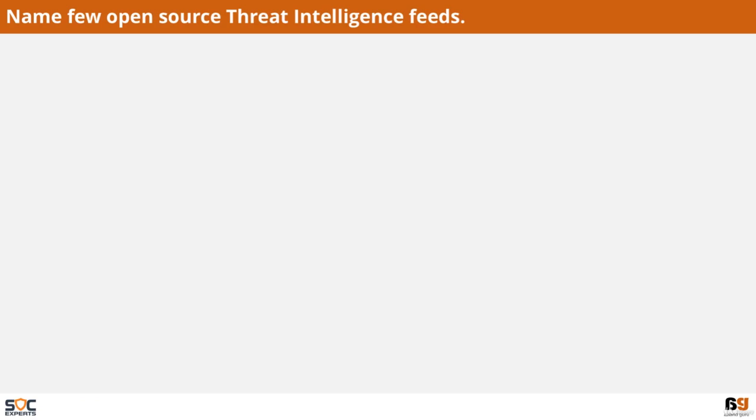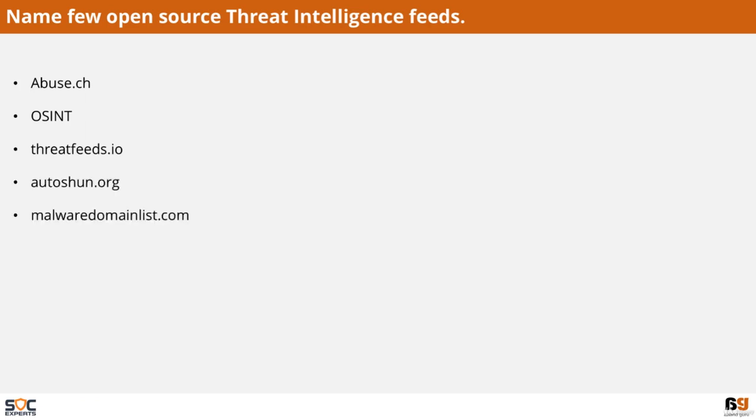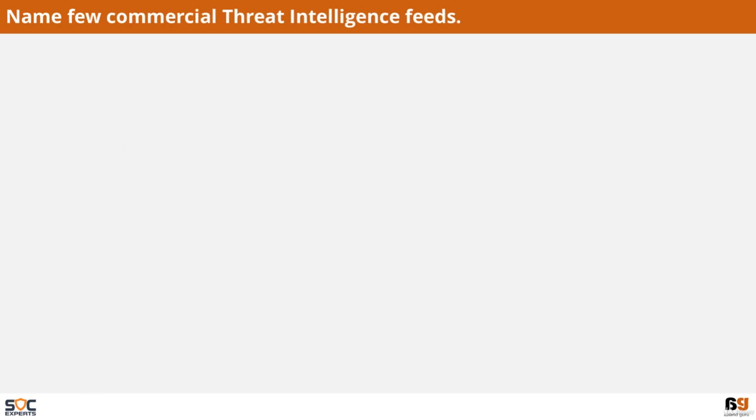Name few open source threat intelligence feeds. Few of the open source threat intelligence feeds include abuse.ch, OSINT, that is open source intelligence, threatfeeds.io, autoshun.org, and malwaredomainlist.com. There are several others, but these are few of the ones that we frequently use.